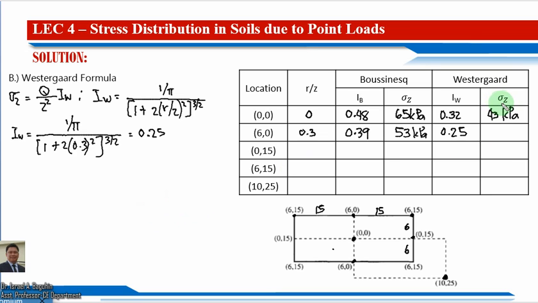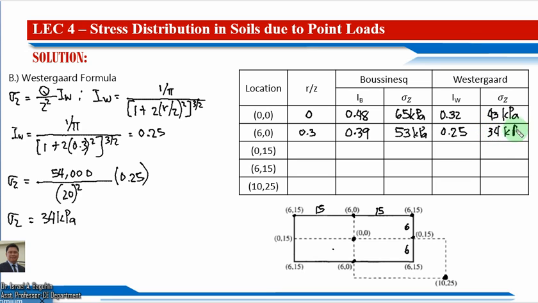Okay, and then we are going to calculate the vertical stress here. So sigma subscript Z, our Q is just equal again to 54,000 over the 20 squared times this I subscript W, the influence factor of 0.25. So our sigma Z here is just simply equal now to about 34 kilopascal. Okay, so therefore we can write it here as 34 kilopascal.